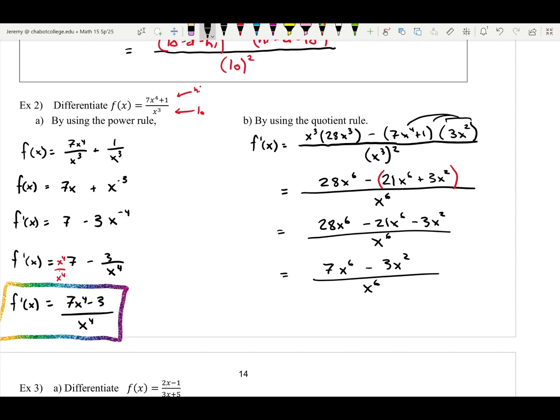Simplifying a little bit, I have a common factor of x squared in the numerator. So I'll pull out the x squared, and I'll have 7x to the 4th minus 3 up top, divided by x to the 6th. And then I can simplify a little bit. I can cancel 2 copies of x with 2 copies down here. And I'll be left with 7x to the 4th minus 3 all over x to the 4th.